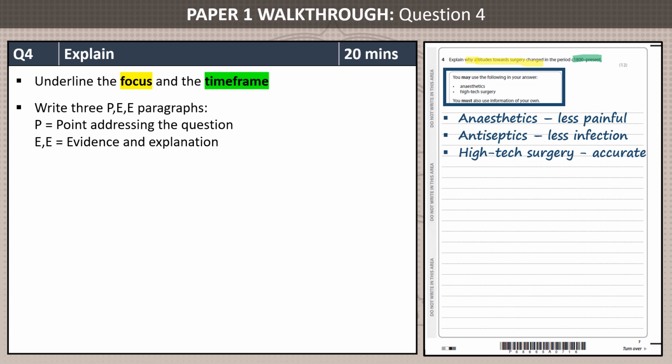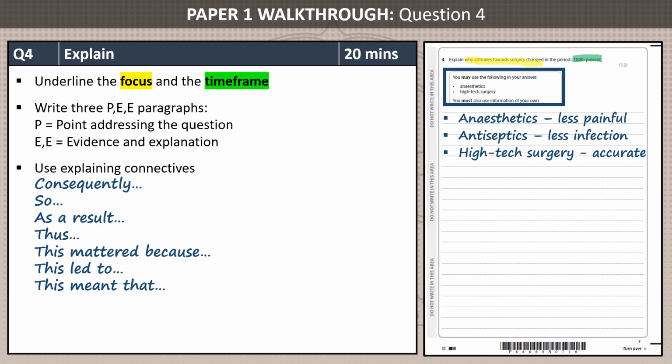When we write our paragraphs, here's how we'll structure them. In our big point, we'll give a reason addressing the question directly. Then, in our evidence and explanation, we will explain that reason using some specific detail of our own. Now, we're going to try and write developed explanations. That means we're going to need to use our explaining connectives, and you can see I've given you some here to remind you. The best explanations have a chain of these explaining connectives, one after another, really developing an explanation in detail.